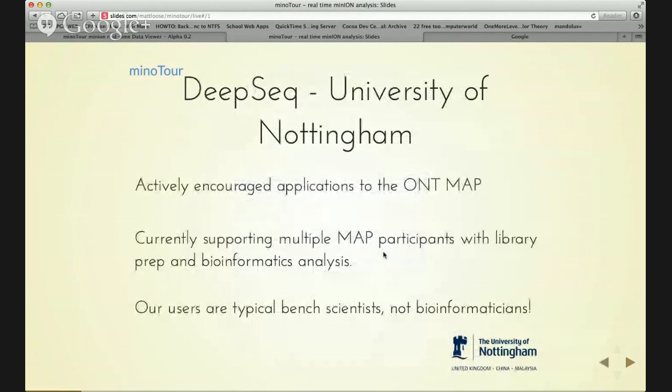Part of my job here is to look after DeepSeq, which is the University of Nottingham's sequencing centre, and we actively encouraged people to apply to the MinION Access program here in Nottingham. We wanted to get some exposure to the technology, find out what it was like. And so we're currently helping support several people with different projects, and as Clive alluded to, these are, how can I delicately put it, typical bench scientists.